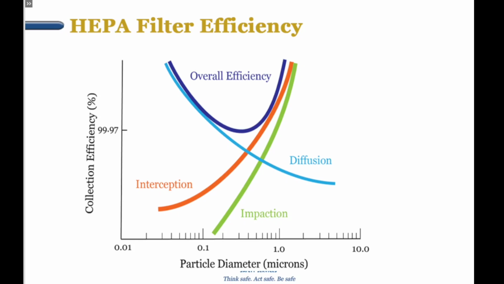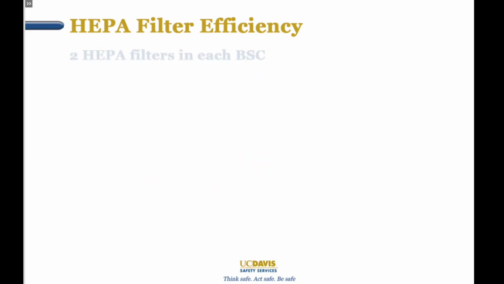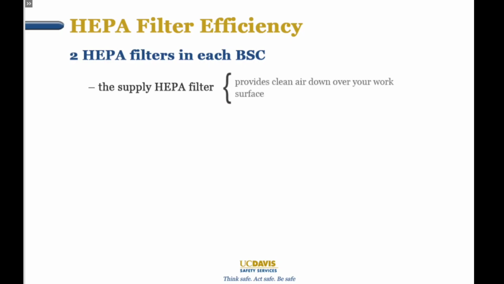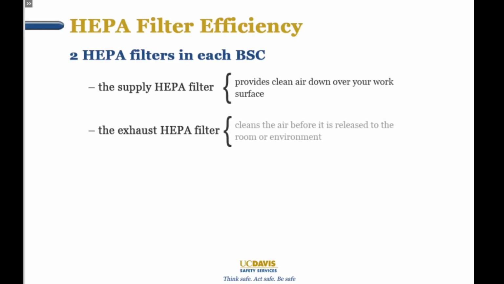Additionally, as a HEPA filter loads with particles, it becomes more efficient at trapping particles, since there is more surface area on which particles can become stuck. A final word about HEPA filters as they relate to BSCs. There are two HEPA filters in each BSC: the supply HEPA filter, which provides clean air down over your work surface, and the exhaust HEPA filter, which cleans the air before it is released to the room or environment.